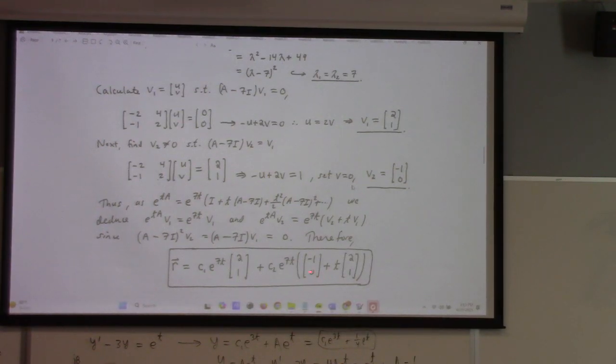Notice that it's not just t times the vector, right? We actually have to think through this business up here. If you haven't thought through it, then you need to go through it. But if you do understand, it's always this: e to the ta times v2 simplifies to e to the 7t times the generalized eigenvector of order 2 plus t times the eigenvector, which is below it on the chain.